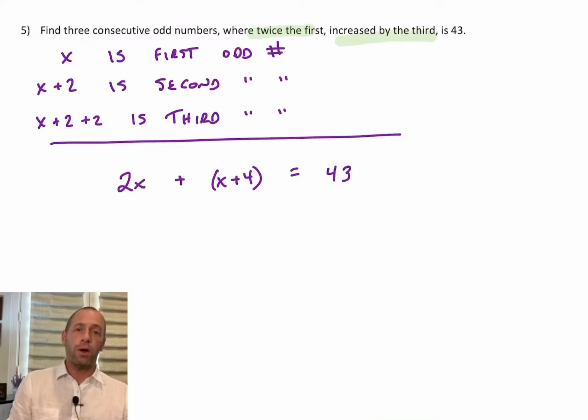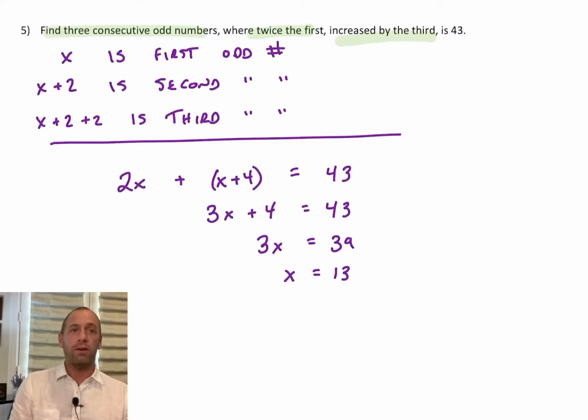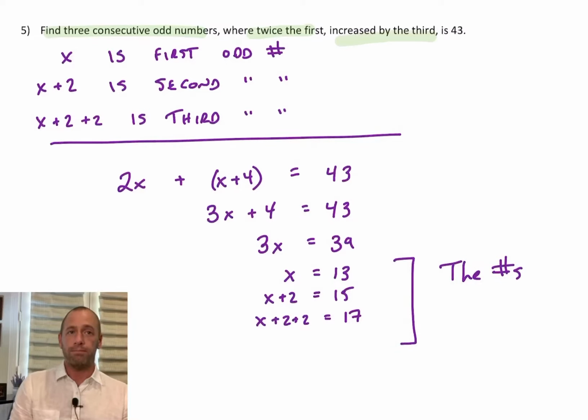And if we solve this equation, we will determine x, the first odd number. So 3x plus 4 is 43, or 3x equals 39. X is equal to 13. Now we know what our first odd number is. We can determine our second, our third, etc. X plus 2 is going to be 15. X plus 4 is going to be 17. And that will answer our question. The numbers are 13, 15, and 17.